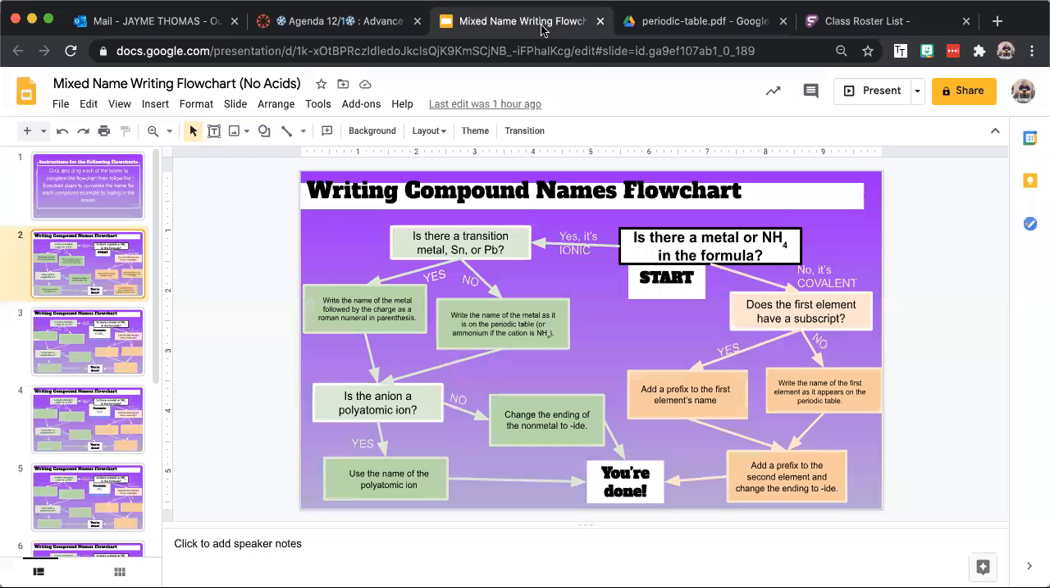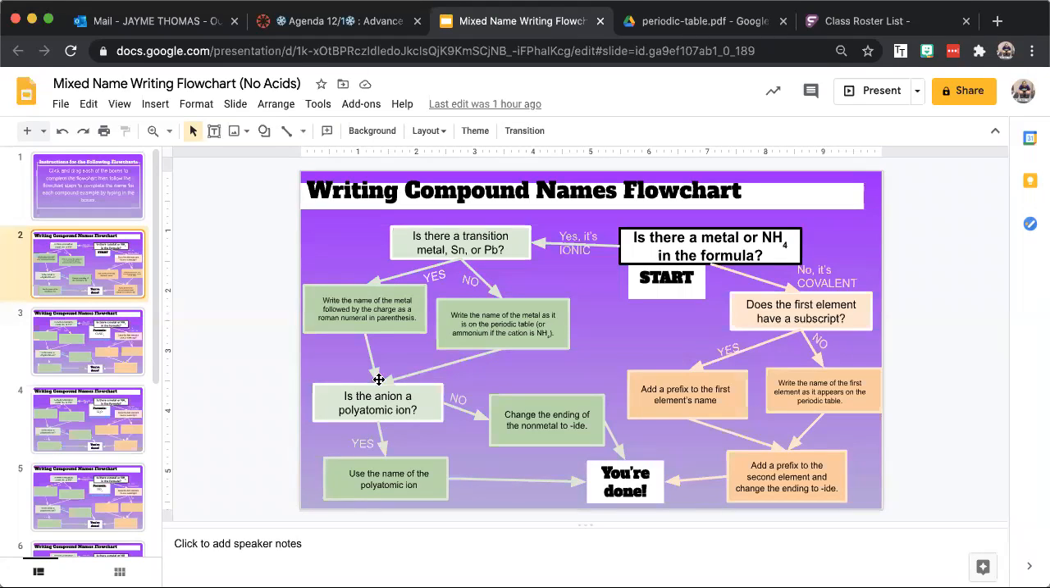And so I need to identify, is the metal one of those transition metals or tin or lead? Because if I say yes, then I have to write the name of the metal, and after the name of the metal, I need to write a Roman numeral in parentheses to indicate the charge. If I say no, if it's just a regular metal, not tin, lead, or a transition metal, then I just write the name of the element from the periodic table. Or if it's NH4, then I give it the name ammonium, because that's the polyatomic ion from our list from before break.